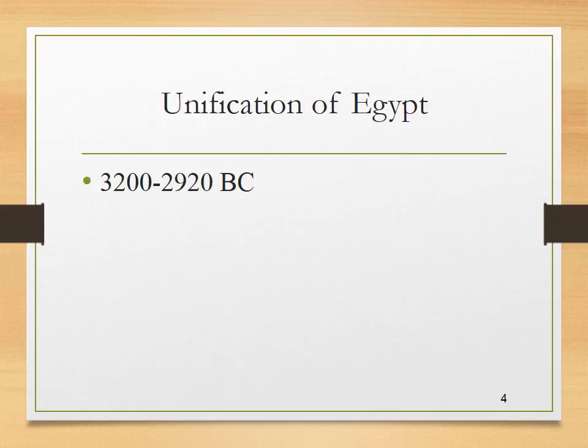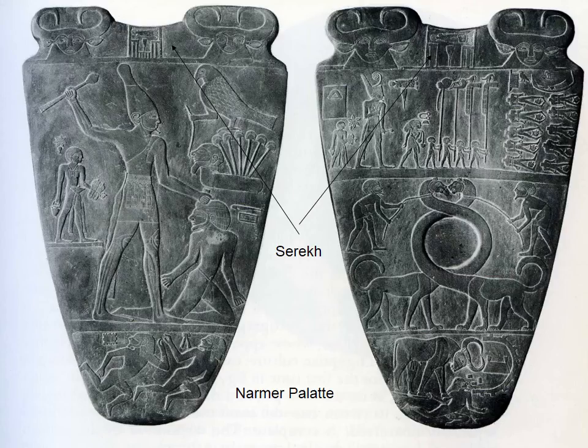So far we've been talking about pre-dynastic Egypt. Now let's move into the early dynastic period, where you start to find evidence of kings or pharaohs. This happened sometime between 3200 and 2900 BC. We don't know exactly what's going on here. There's not a lot of writing, but we have some visual evidence.